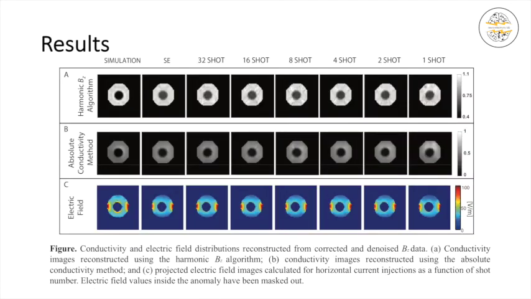Conductivity images were reconstructed using either the harmonic BZ algorithm or the absolute conductivity method. Reconstructed images are shown here as a function of shot number and may be compared with the simulated reconstructions on the left. The lower line of images shows estimated horizontal current electric field distributions calculated from projected current densities divided by absolute conductivity images for each shot number. Calculated electric fields inside the anomaly have been masked out.